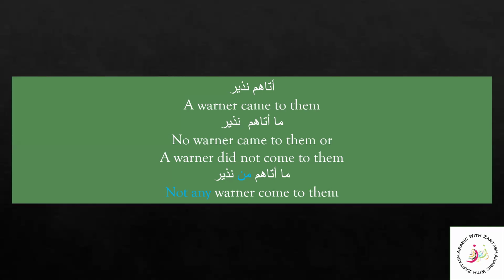Atahum nazirun, a warner came to them. Ma atahum nazir, no warner came to them or a warner did not come to them. By the addition of min, ma atahum min nazir, not any warner came to them. So this is the add-on to the word nazir. Not a single warner ever came to them. This min occurs in the negative sentence, as you can see. So this is giving us the additional meaning of "any", putting the emphasis in the sentence, in the negative sentences, and alhamdulillah, it serves the meaning of "any".